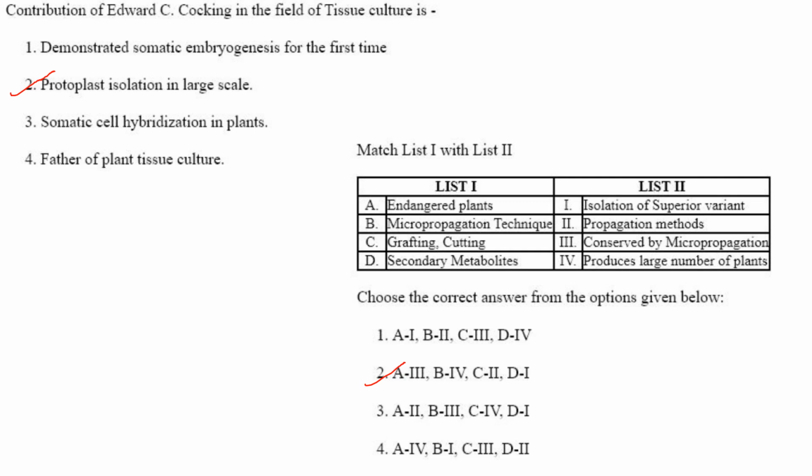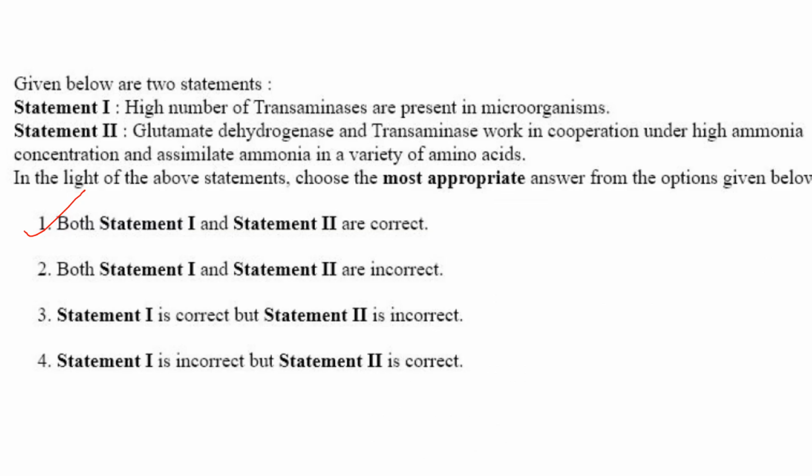Then next one. Endangered plants conserved by micropropagation, A3. Micropropagation technique produces a large number of plants. B4, grafting and cutting, they are propagation methods. C2, secondary metabolites, isolation of superior variant. D1. So the answer here is option 2, A3, B4, C2, D1.